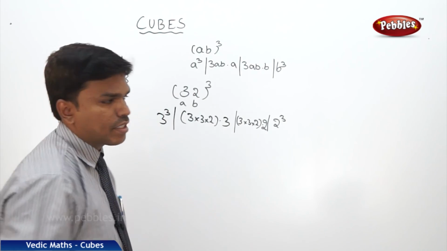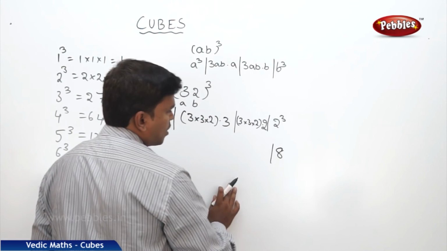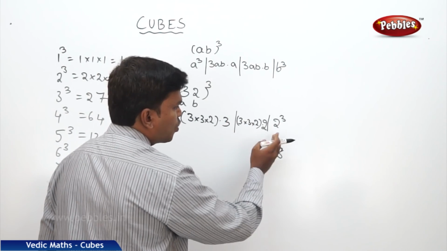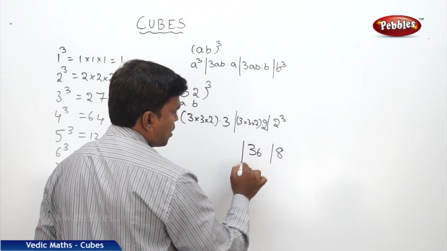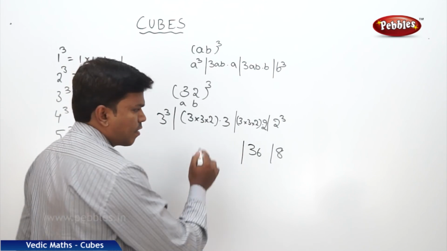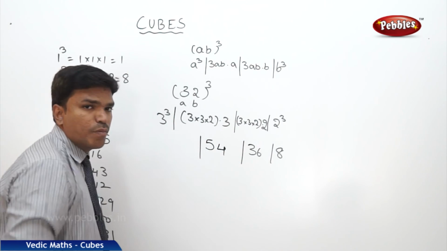Now start calculating from the right side. 2 cube means 8. For 3AB, 3 3s are 9, 9 2s are 18. 18 into 2 means 36. Now 3 3s are 9, 9 2s are 18. 18 into 3, 54. Next, what is 3 cube? 27.